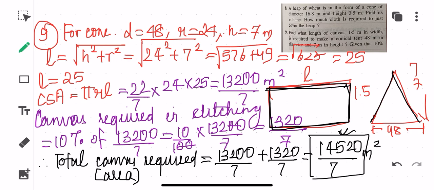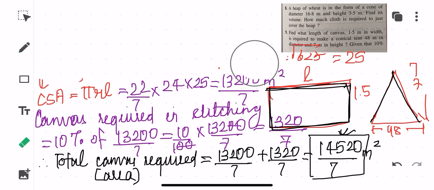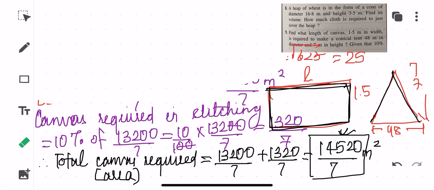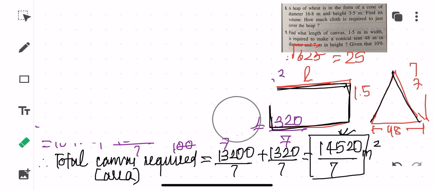Now can you find out the length, children? Yes, because the width has been given already. So do you need to calculate that? Yes. The question asks for the length, so first you need to find out the length. What you will be writing here is that for the canvas, first we calculated for the cone, now we will be calculating for the canvas. Area is equal to how much?